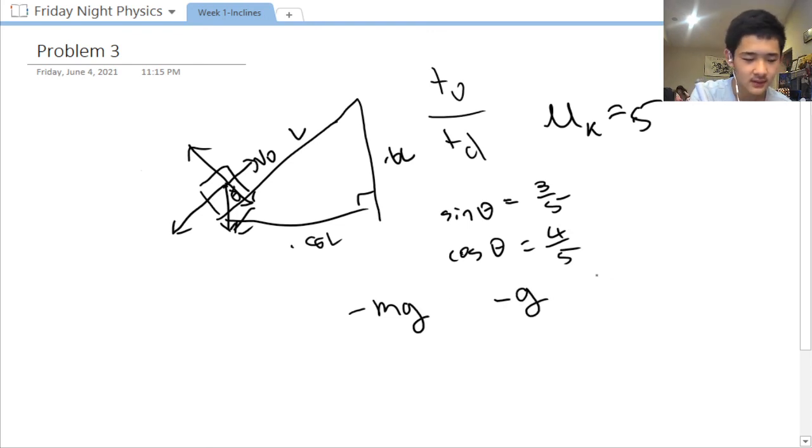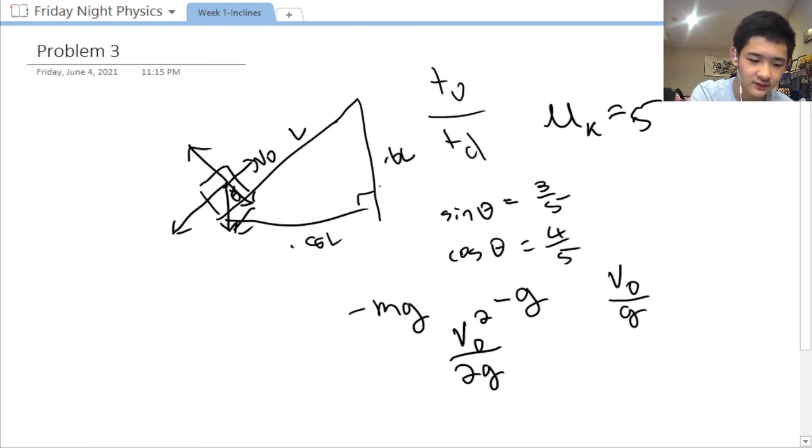And using basic kinematics, we can find that the time it takes will be v0 divided by g to go up. And then we can use the equation v final squared is equal to v initial squared plus 2 times acceleration times distance to find that the distance or displacement is equal to v initial squared divided by 2g. And we can use this to find the time it takes to go down the slope again. And we can find that the final velocity when it goes down the slope is square root of 5 over 5 v0.